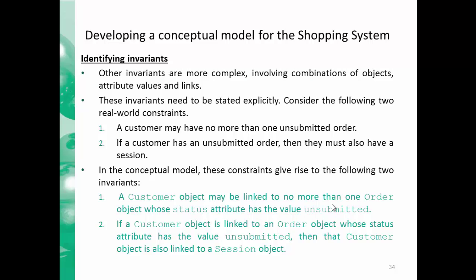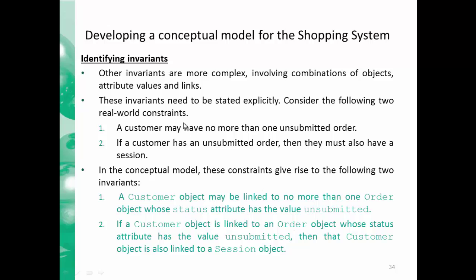Consider this constraint: a customer may have no more than one unsubmitted order. This is something that I cannot express in the class description. I need to make it very clear, and I raise the following invariant based on this real-world constraint. I write the constraint as the following invariant: a customer object may be linked to no more than one order object whose status attribute has the value unsubmitted.